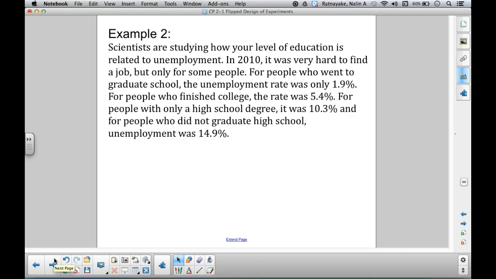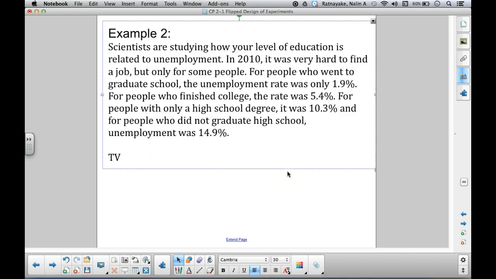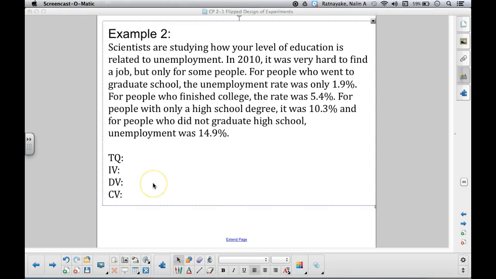Okay, example number 2 is on the screen. Same thing, I'd like you to read the example. We're trying to formulate a testable question, an independent variable, a dependent variable, and any control variables that you can think of. I'd like you to pause the video now and see if you can come up with these statements.